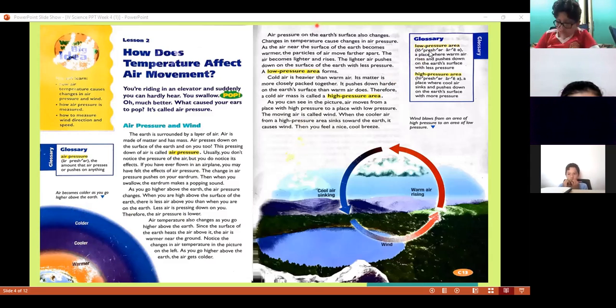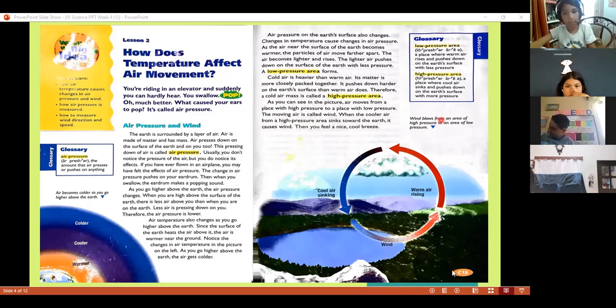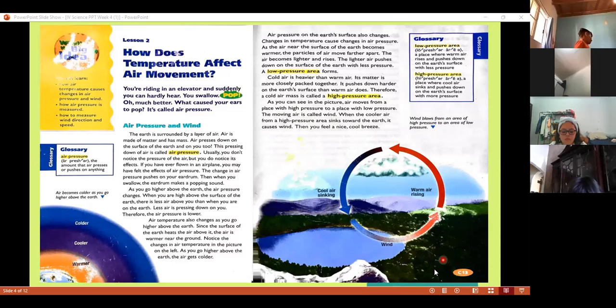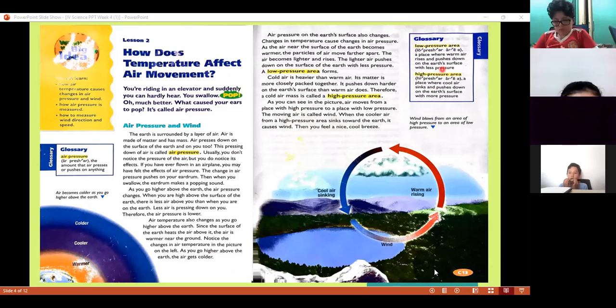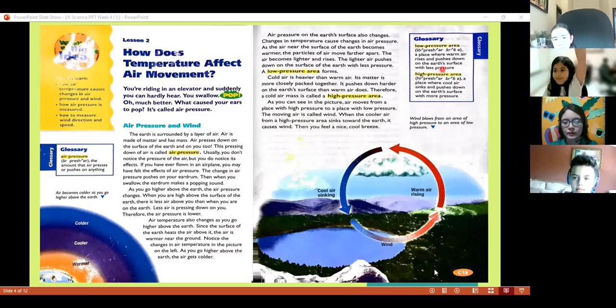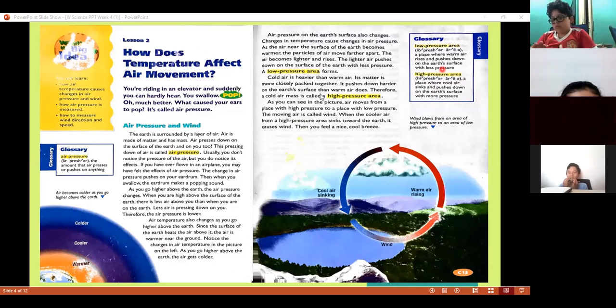Okay, so let's continue with the reading. What makes the pressure higher and what makes it lower? So let's see. Who wants to continue with the reading? The next page. Khaled. Okay, Khaled, help me read the next page.